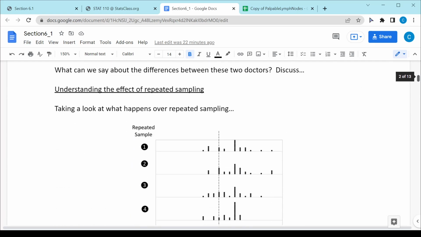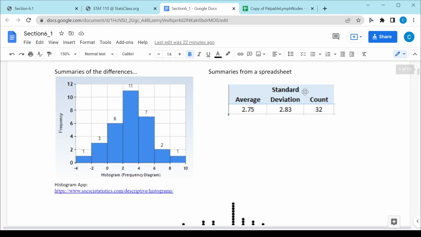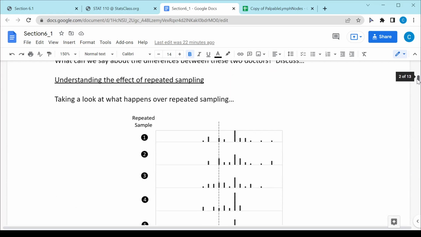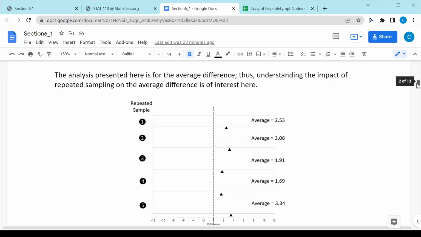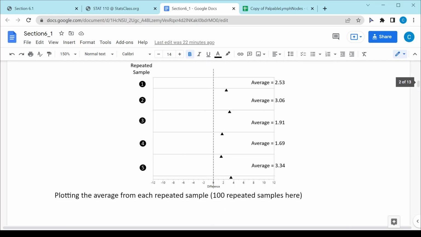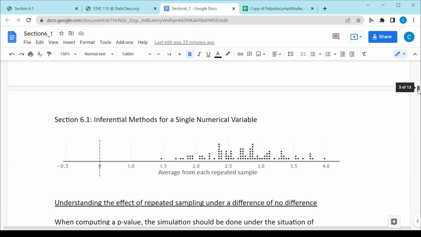What we're going to do in Section 6.2 is understand what's going to happen to the average, this 2.75 number, not just for these data, but over repeated sampling. How much can I expect that value to change if I were to get another sample? That's what these pictures are about. I did ask the computer to take 5 different repeated samples here. The first time, I got an average of 2.53, then 3.06, 1.91, etc. So those are going to vary a little bit, and we can see that in the next picture.